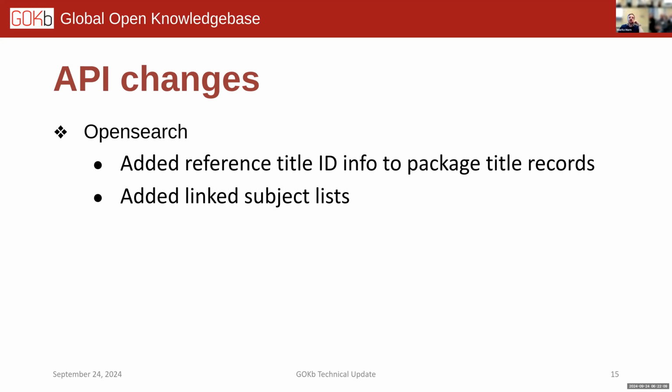And obviously, since we introduced the aforementioned subject, starting with DDC, but built in ways that we can expand it beyond DDC quite easily, those have to be in our API as well. So you will be able to search or filter titles and packages going forward based on DDC notation.